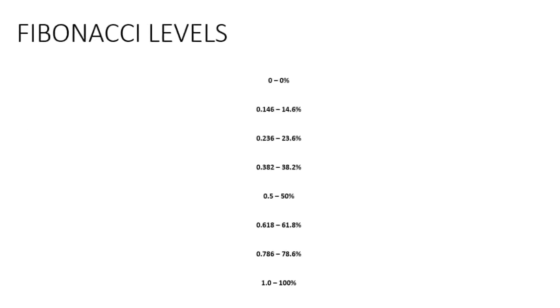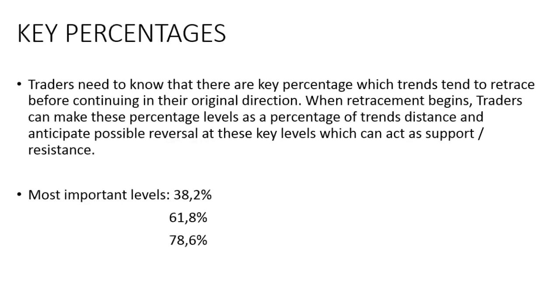Now let's take a look at the Fibonacci levels. We've got the 0%, the 14.6%, the 23.6%, the 38.2%, 50%, 61.8%, 78.6%, and the 100%. Now we're going to look at what these levels are and how we can utilize them to capitalize on our profits. Okay, the key percentages.